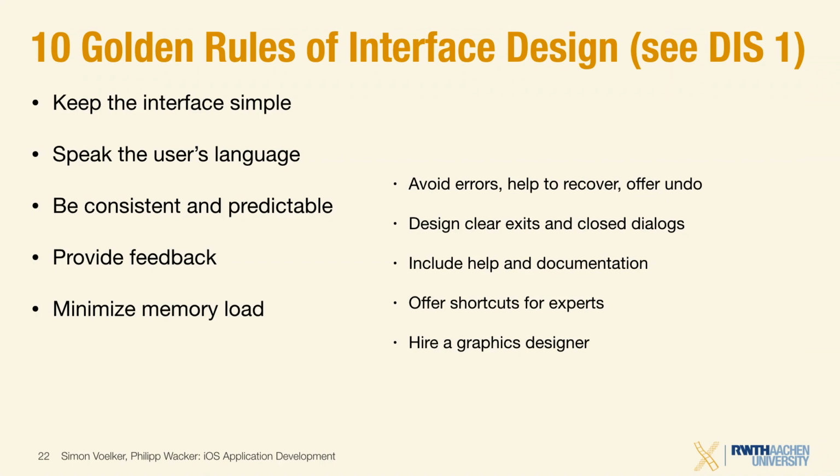Be consistent and predictable. So if, for example, you create an interface which has a table and you click on one thing and get another table, don't change the table. Make it the same table. Make sure it doesn't, like, reverse the scrolling or something like that. Make sure that people can anticipate what's going on.